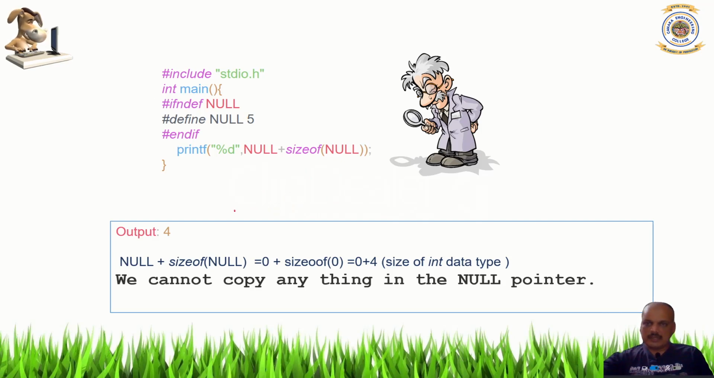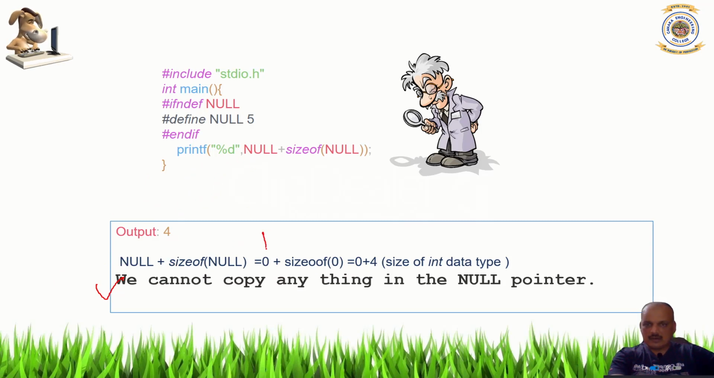What actually happens here is, even though I am trying to point the null pointer towards something else, the C compiler doesn't allow it. We cannot copy anything into a null pointer. So that's what happens there. So NULL plus sizeof NULL.